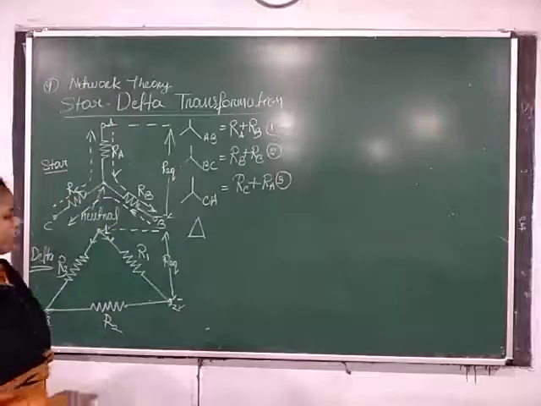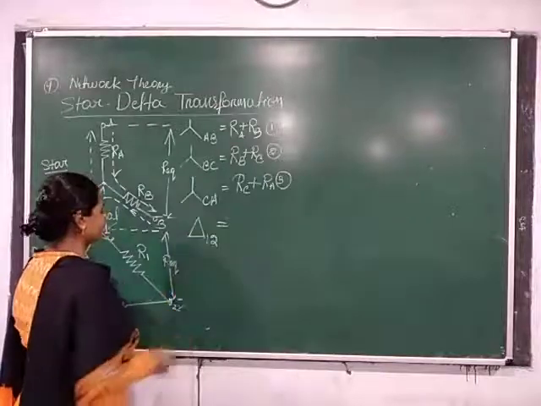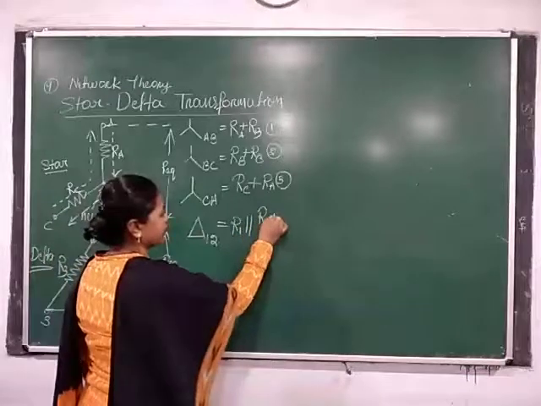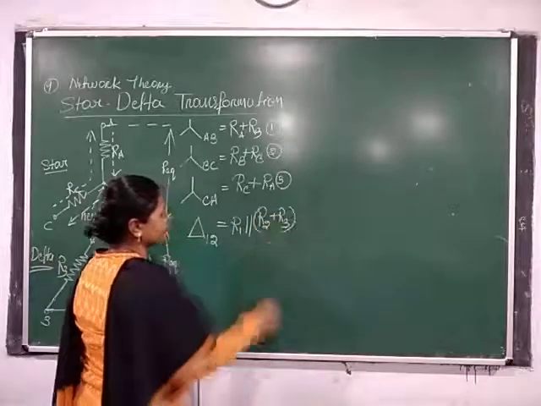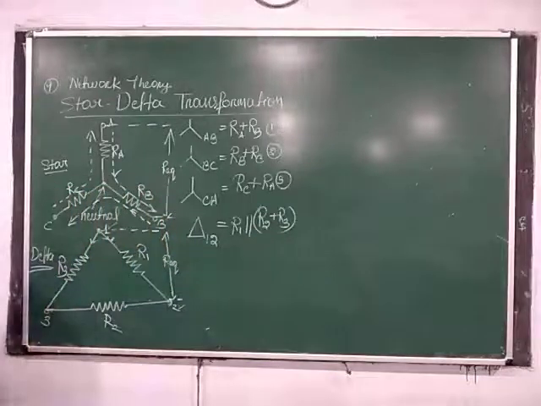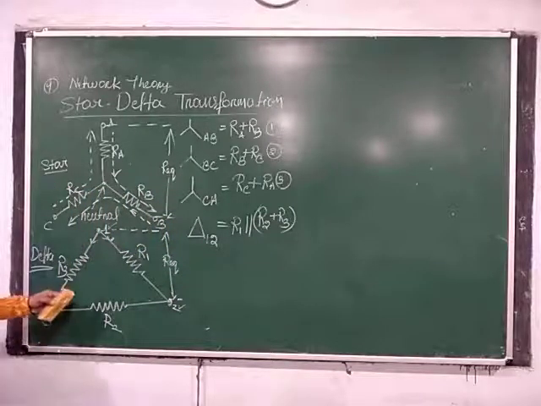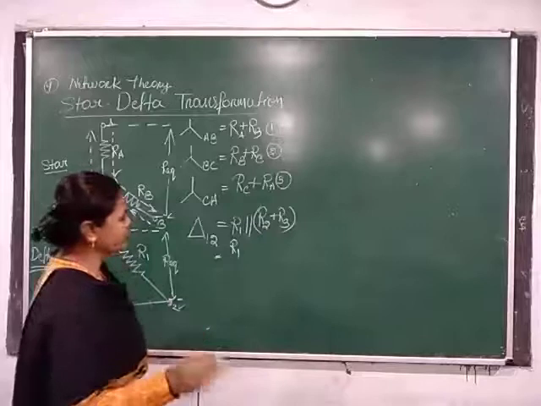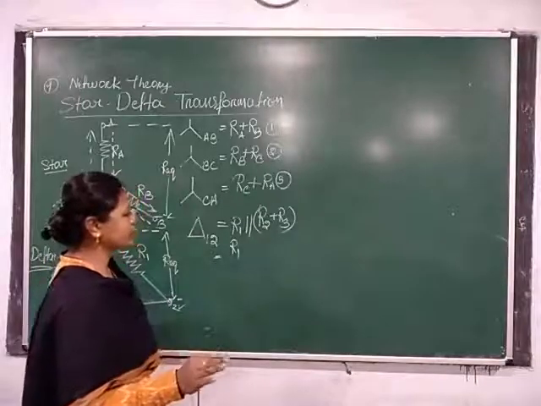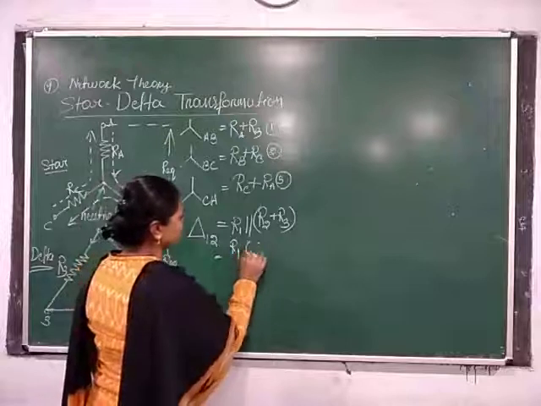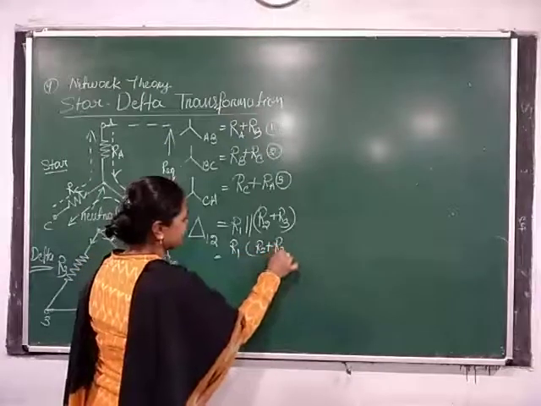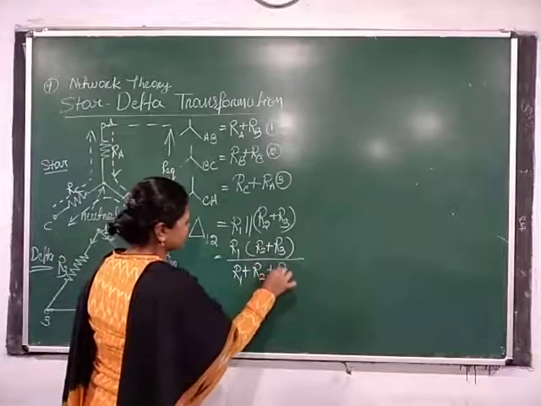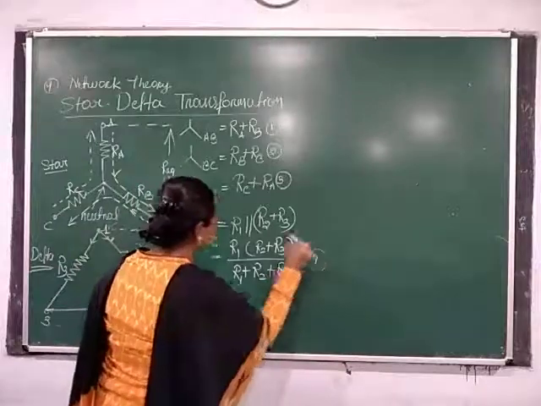In the delta connection, the equivalent resistance between 1 and 2 is R1 in parallel with the series combination of R2 and R3. I solve this. If two resistors are in parallel, their equivalent resistance is their multiplication divided by their addition: R1 times (R2 plus R3) divided by R1 plus R2 plus R3. Take it as equation number 4.